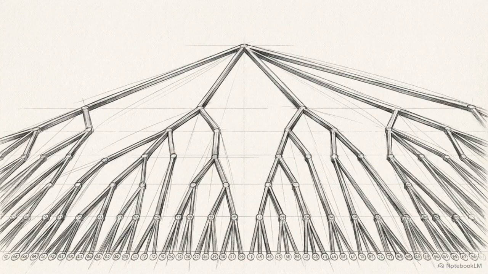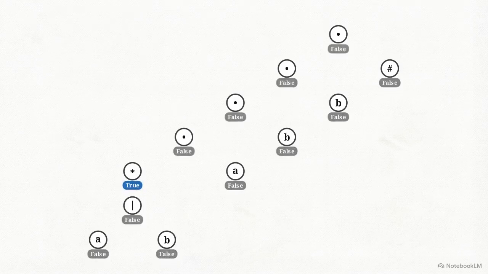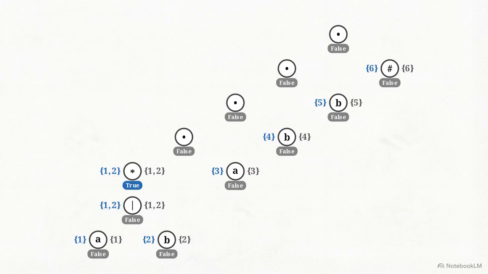From here, we compute three functions at every node, working from the leaves up to the root. The first is Nullable. This is a simple Boolean check. Can this specific part of the expression generate an empty string? In our example, only the star node returns true. The second is Firstpos. This identifies the set of all integer positions that could possibly be the first character of a string generated by that node. The third is Lastpos, which does the opposite. It identifies every position that could possibly end a string for that node.